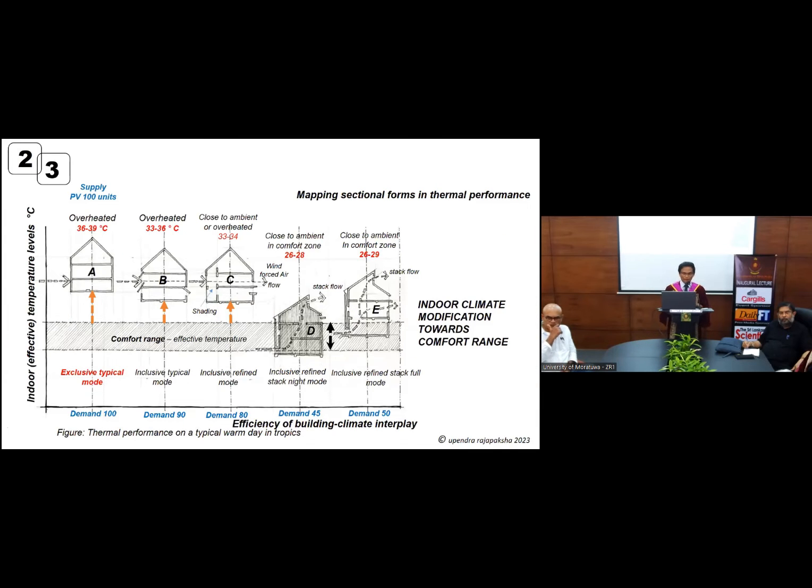So this one, I would like to spend a few more minutes on. It's an interesting slide, and I think there are many things we can learn from it. I have mapped 5 models, A, B, C, D, and E. All models are sections of a typical building, and the floor area is the same, and the section is almost the same. But there are differences in detailing in the section.